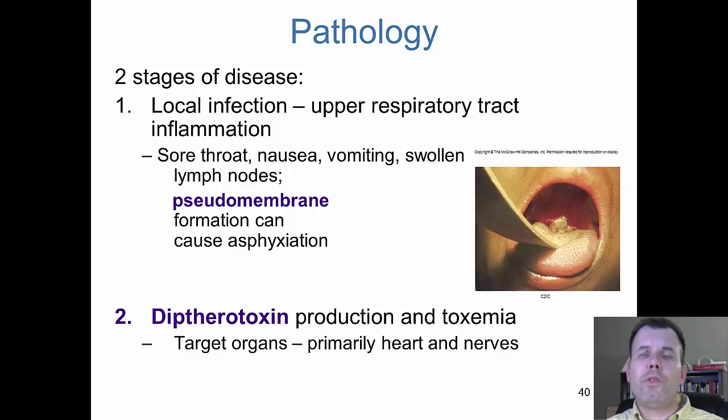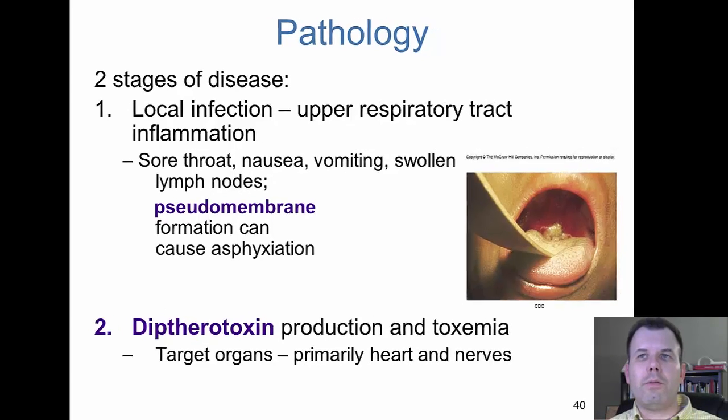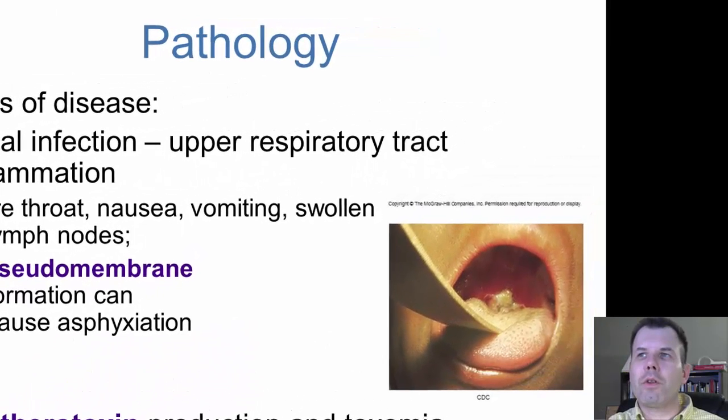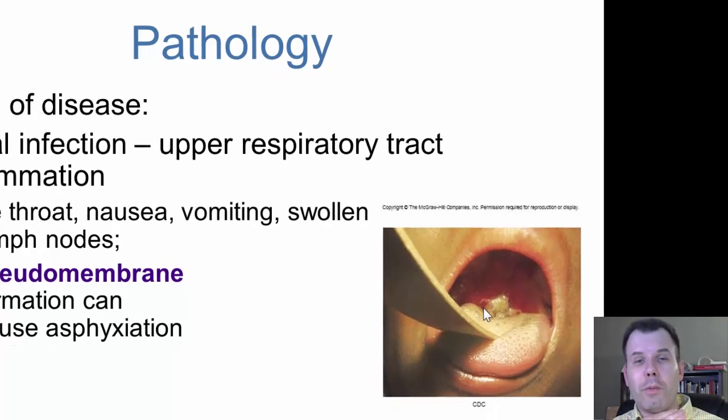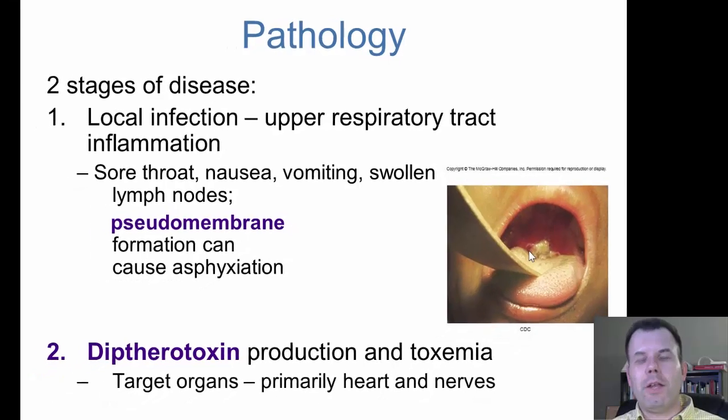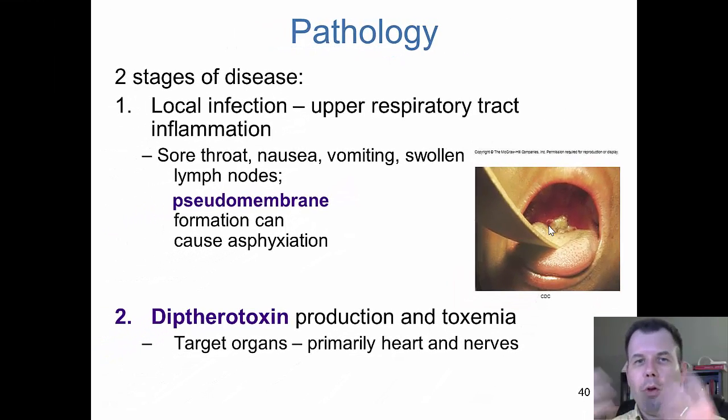Okay, again, the two stages of disease. The first one is a local infection that you find in the back of the throat. It's an upper respiratory inflammation, so you get a sore throat, nausea, vomiting, swollen lymph nodes. The biggest thing that can form, if you look over here, is the pseudomembrane. You see this growth, and what it does is grow over the back of the throat. It can potentially cause asphyxiation because you can't get oxygen back there, as it basically covers up the pharynx. So no oxygen from the mouth or the nose can get in, and you can die from asphyxiation from this.